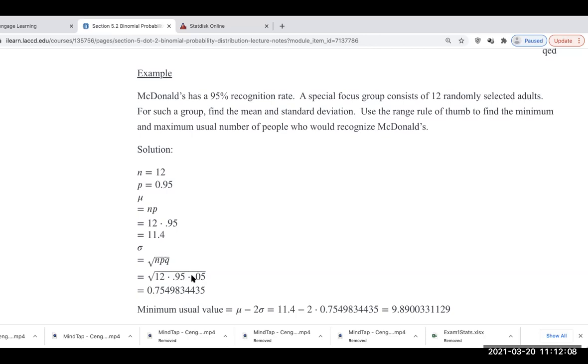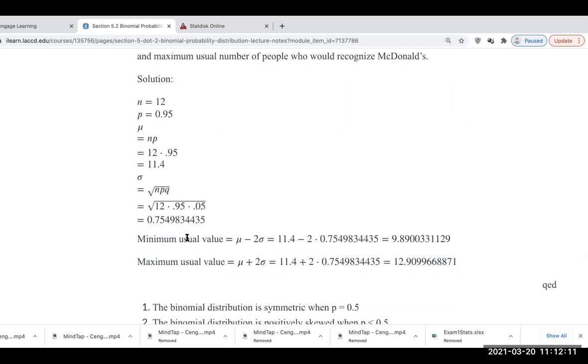0.7549834435. So now, let's find the minimum usual number. So mu, 11.4, minus 2 times sigma, 0.7549834435. So you get 9.890009331129. Let's find the maximum usual number. So mu, 11.4, plus 2 times sigma, 0.7549834435. So you get 12.9099668871.